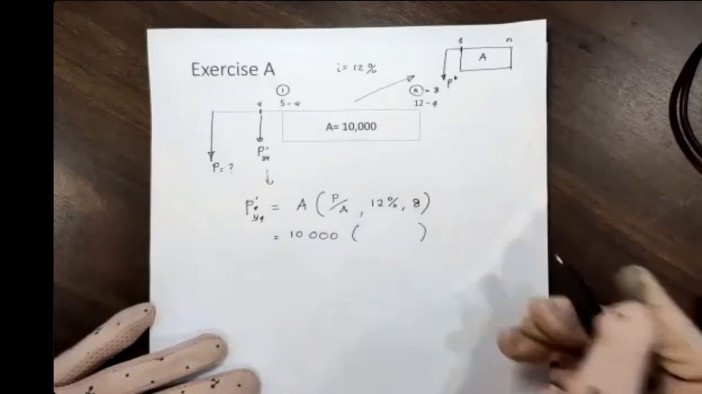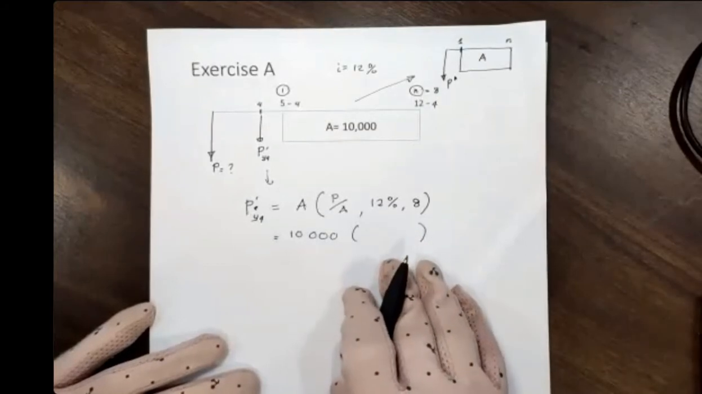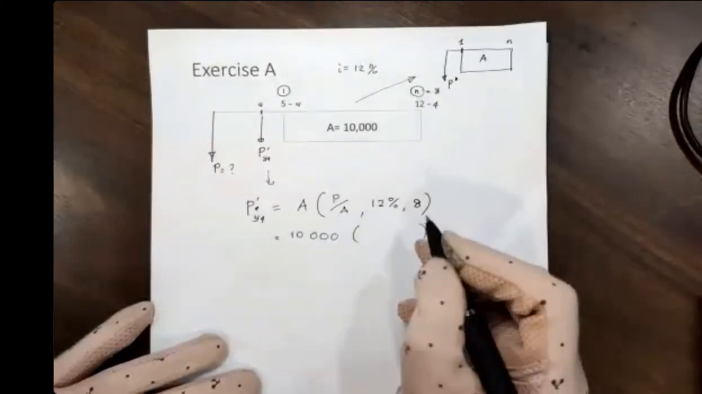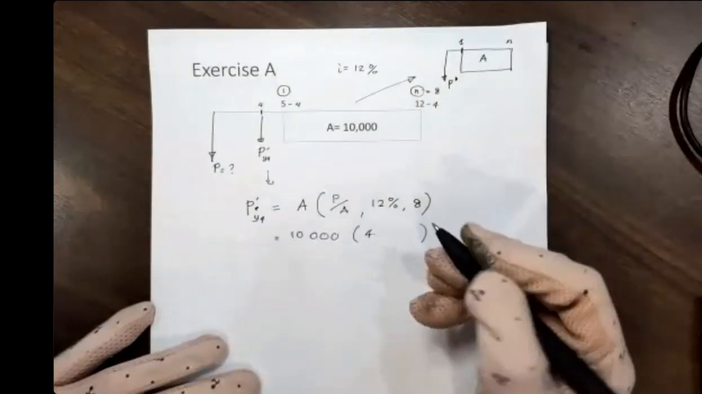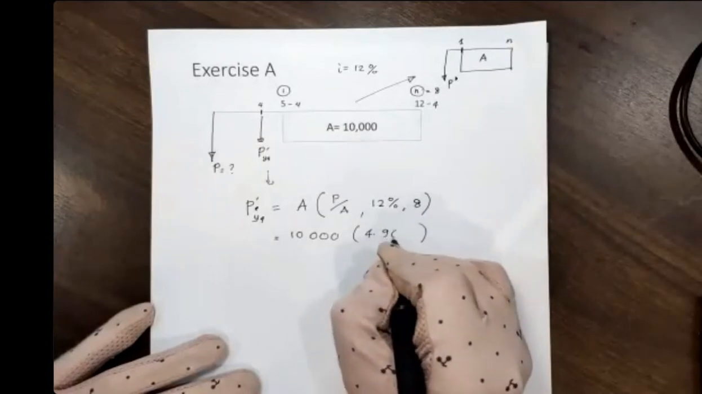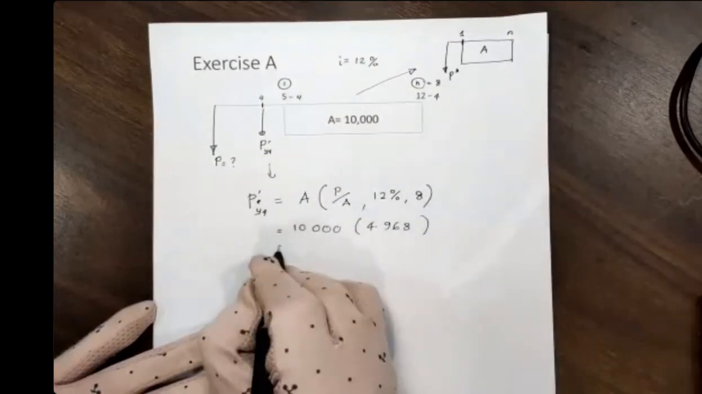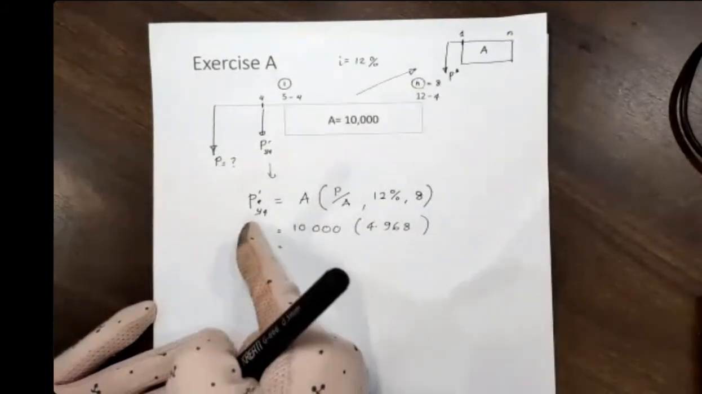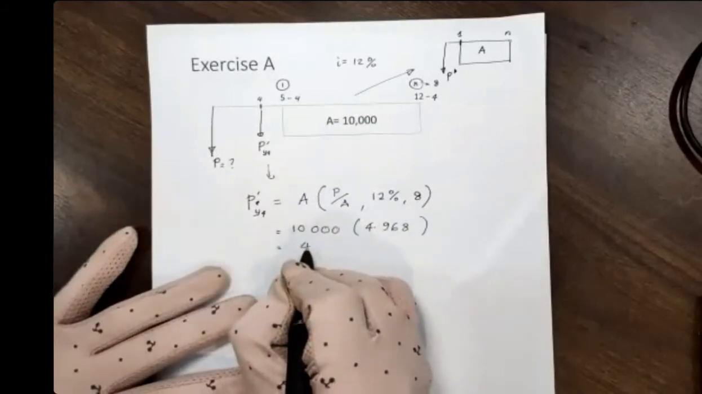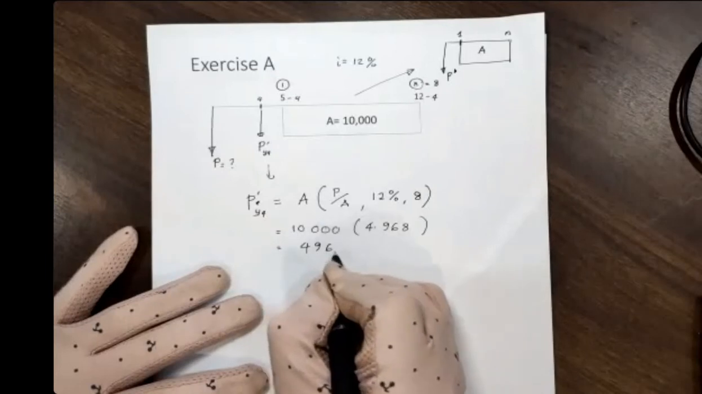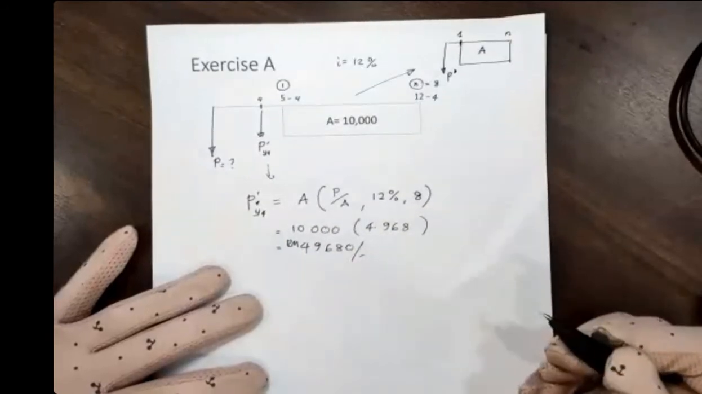Okay, this one you have to look at the formula. Look at the table. The table shows the number is 4.968. Okay, so the answer for P, the present amount at year 4, is 49680. Okay, 49680.